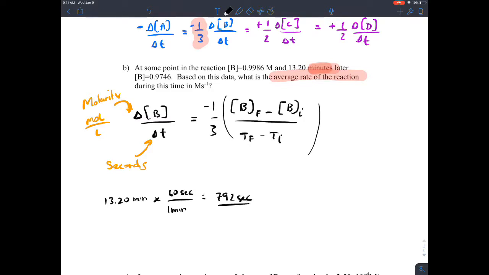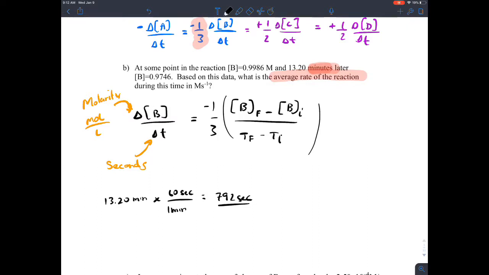Hopefully you understand really why we need to do that, because the convention is that we normally use seconds in the bottom. And I think your answer would not be wrong, but you would have to demonstrate that your rate is with respect to molarity per minute, not molarity per second, which is the normal convention.